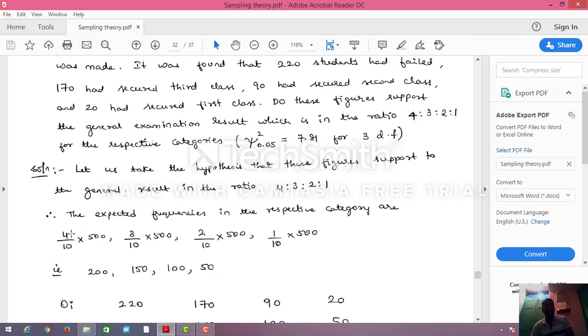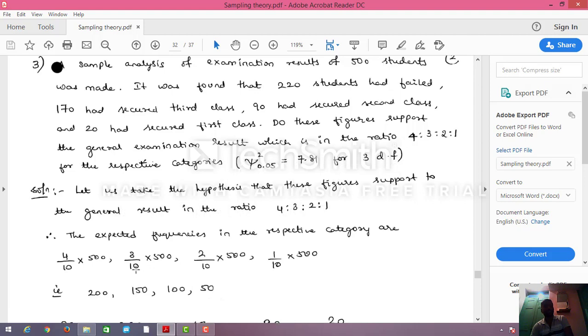Now, here I have given 4 by 10 into 500. Next one is 3 by 10 into 500, 2 by 10 into 500, 1 by 10 into 500. So now, what is that? This 200 is failed students, this is third class, this is second class, and this is first class.